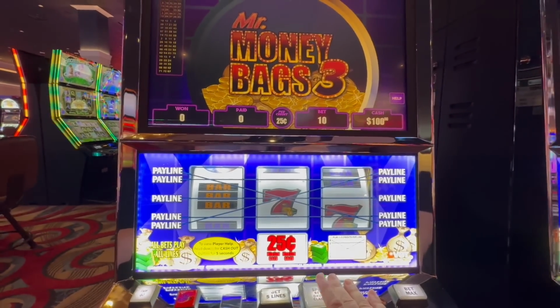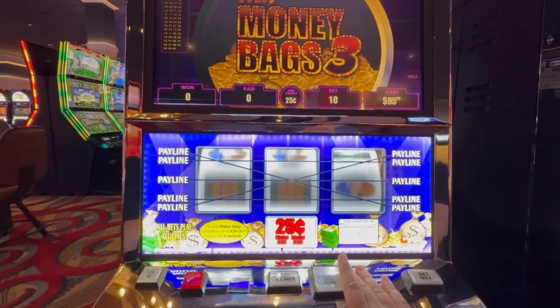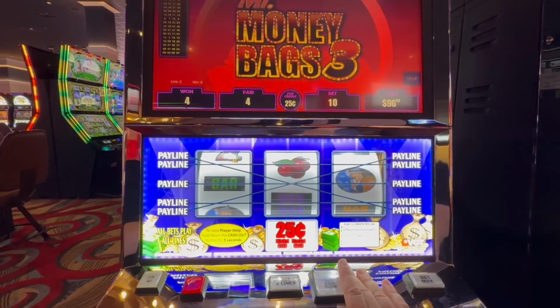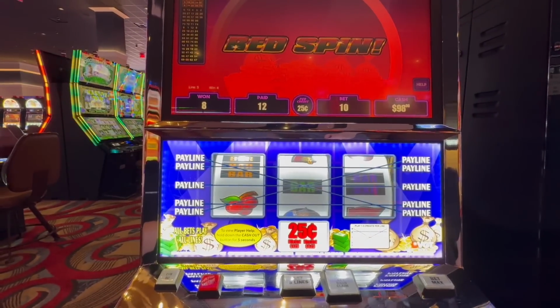We're going to do $2.50 a bet and see what we got. And of course, a lot of these games at WinStar don't have the sound on. Well, we already got a red screen. That was fast. Let's see what we're going to get out of it.